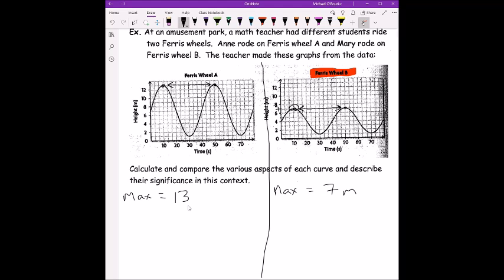What's the max telling you? Picture you on that Ferris wheel with the y-axis being height and the x-axis being time. How high it went. Good. So you guys have the bigger Ferris wheel. Okay?